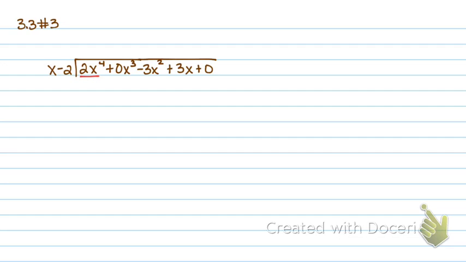So when we divide, we always divide our first term, so 2x to the fourth divided by x. So I'm going to write that out over here, and that gives me 2x cubed. So I'm going to put 2x cubed up here on top, and then we always take whatever we wrote on top times everything there on the outside. So I've got that 2x cubed times the x minus 2 from the outside. So I'm going to distribute that. Gives me 2x to the fourth minus 4x cubed.